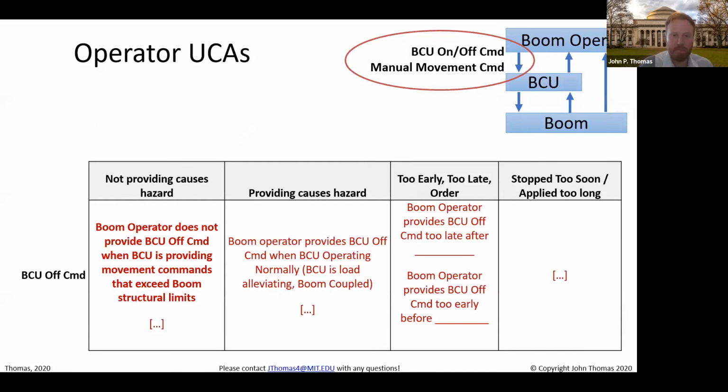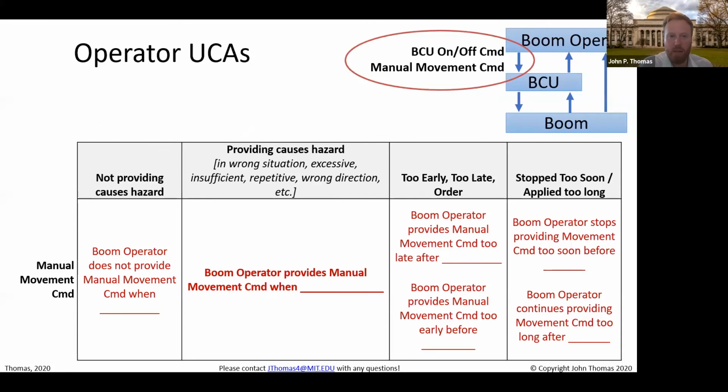All right, let's look at the movement command. So this is a different command. This is the manual command to grab the stick and move it around. Is there a way that providing manual movement commands can get us into trouble and cause one of those hazards, like damage to the aircraft or the fuselage potentially, or the boom?